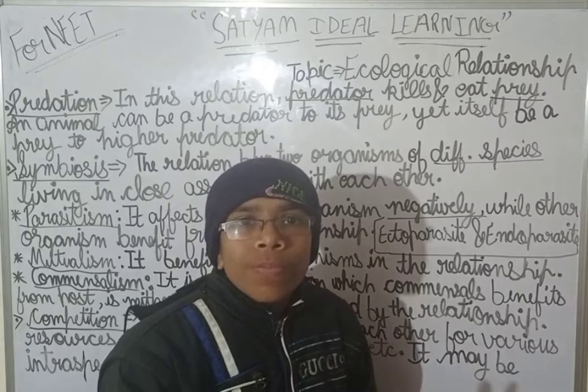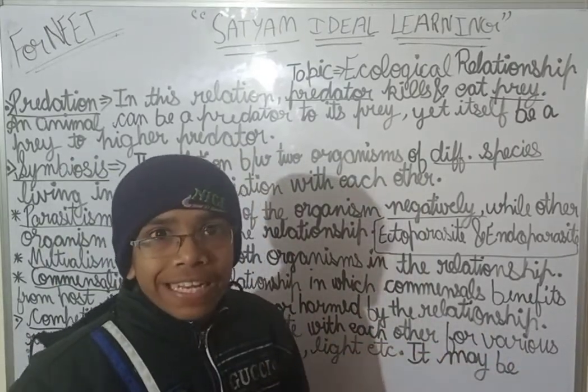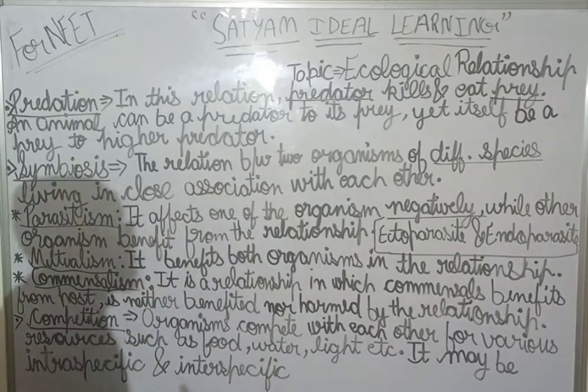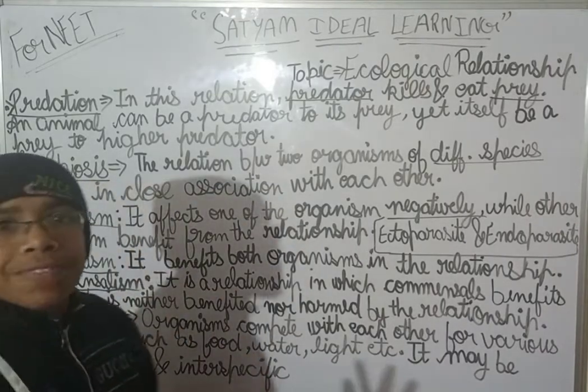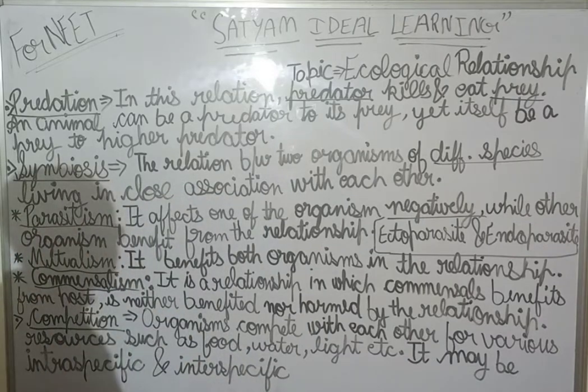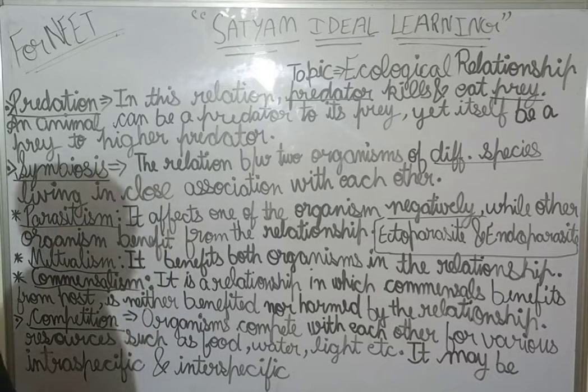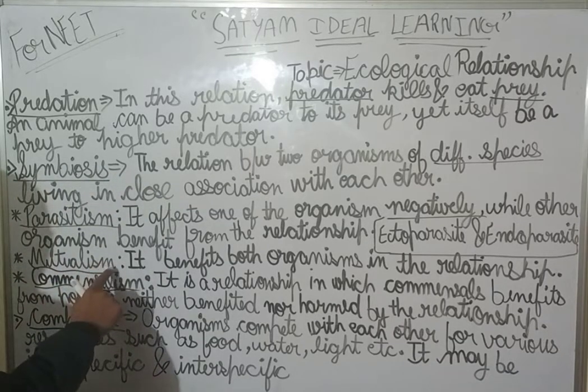And what will they do? The chicks will push the other eggs and other chicks out of the nest. This is how they are harming the offspring of the other bird. Okay, this is an example of the parasitism relationship. Now we'll be coming to mutualism.